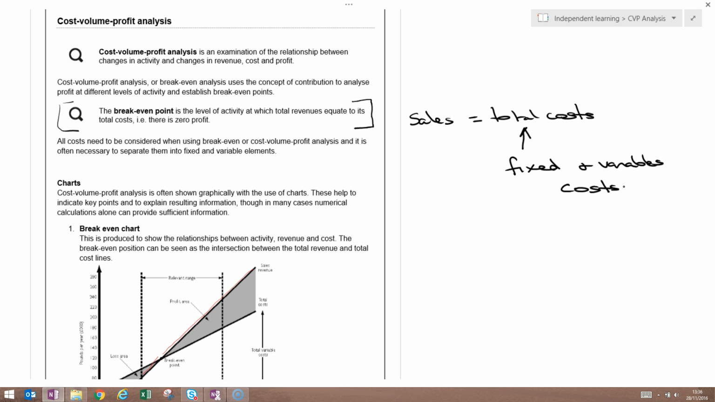Now there's two ways to calculate break-even. You can either draw up a break-even chart, or you can do it by means of formulae. So we'll start off by having a look at a break-even chart, but we're going to concentrate more on the use of the formulae.